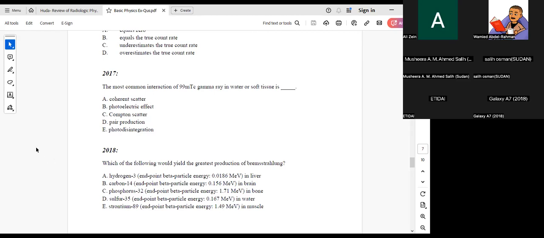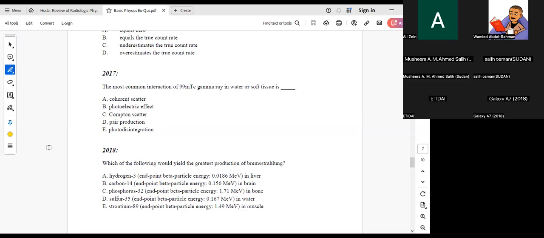Which of the following would yield the greatest production of Bremsstrahlung? We have hydrogen-3 with its endpoint beta energy. With Bremsstrahlung, it's probably the energy, right? Here we have phosphorus-32, with a maximum beta particle energy of 1.71 MeV. So we will have the greatest production of Bremsstrahlung. It's related to the energy.